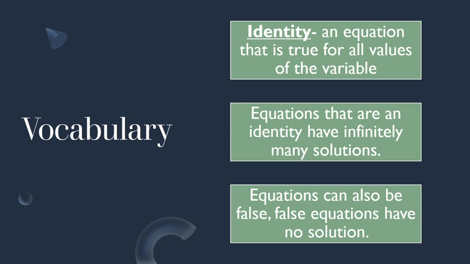Okay, so we've been looking at equations that have a solution. There are two other types of equations. There's an identity, which is an equation that is true for all values of a variable. So it doesn't matter what you put in for x, it'll always be true. And those kinds of equations have infinite solutions. And then you also have equations that are false, and false equations have no solution. So let's look at a couple of those examples.